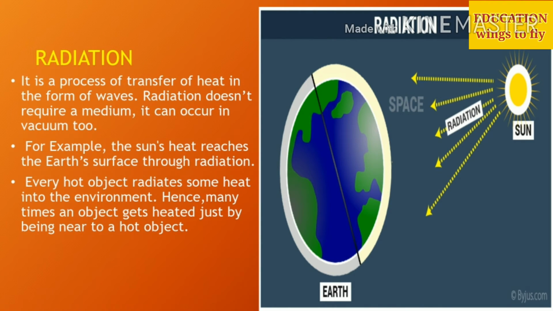Radiation. It is a process of transfer of heat in the form of waves. Radiation does not require a medium. It can occur in a vacuum too. For example, the sun's heat reaches the Earth's surface through radiation. Every hot object radiates some heat into the environment. Hence, many times an object gets heated just by being near a hot object.